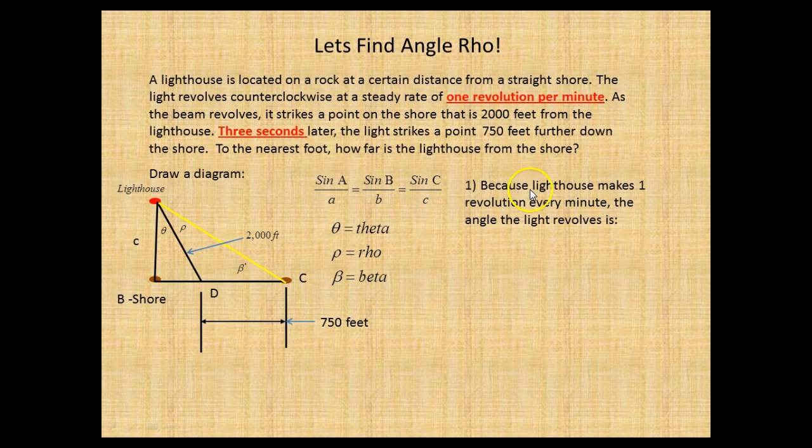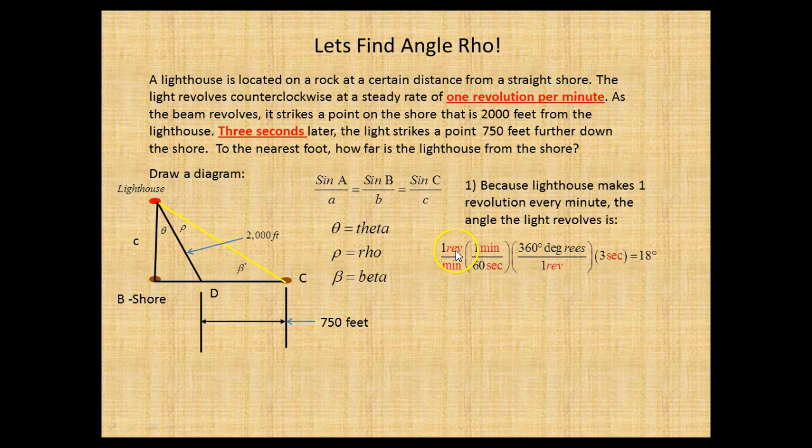Okay, number 1. Because the lighthouse makes 1 revolution every minute, it says up here, 1 revolution per minute, what is the angle the light revolves? We have to find this angle. And how do we do that? Well, 1 revolution per minute can give you that, and I'm going to show you how. We have to eliminate minute. So what is 1 minute equal to? 60 seconds, right? So we have 1 minute on top, 60 seconds on the bottom. Minute over minute cancels. So now we have 1 revolution per 60 seconds.